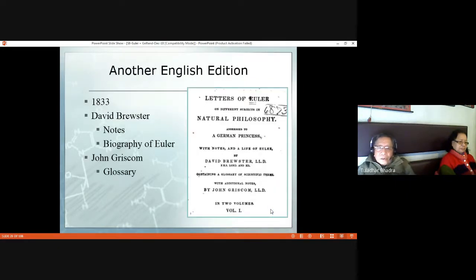In 1833, there was another edition by David Brewster with additional notes, and in this new edition, David Brewster also included a biography of Euler, and John Griscom included a glossary here. So this is the book.